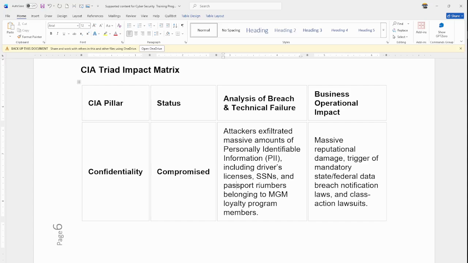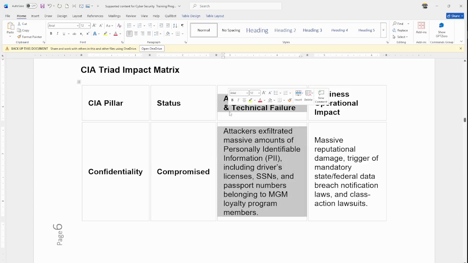And this is a hotel and a resort, where there are social security numbers and passport numbers belonging to MGM loyalty program members. All that data got leaked, all their prime customers. So what will happen if your data is leaked? Let's say you are running a business, you are running a bank. If your data got leaked, your reputation will be damaged.